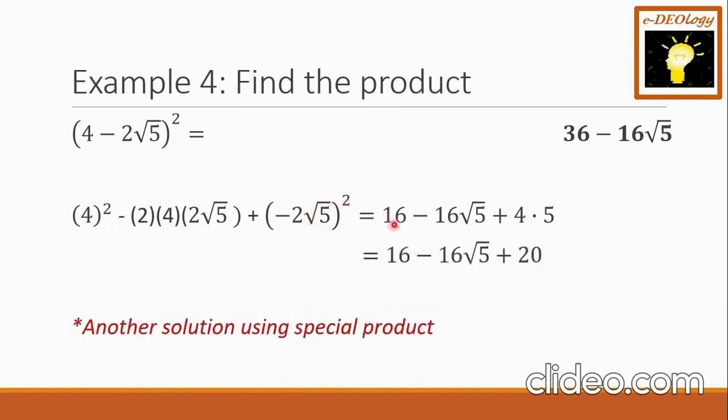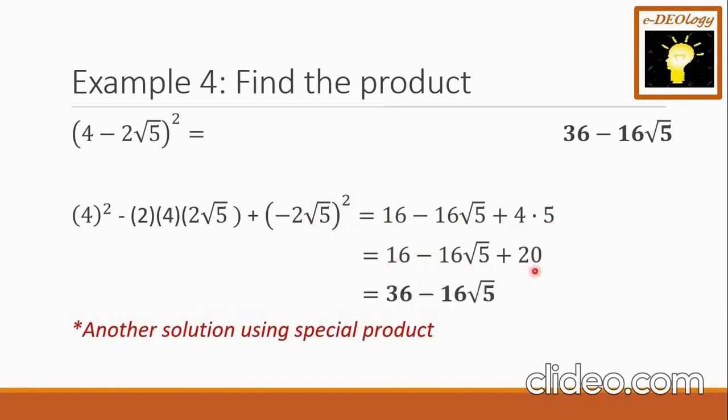Then we will simplify, the 16 comes down, then minus 16 square root of 5, multiplying 4 and 5 becomes 20. Then we will combine the 16 and 20. So this answer here is the same as our answer a while ago when we solved this using the long method of multiplication.